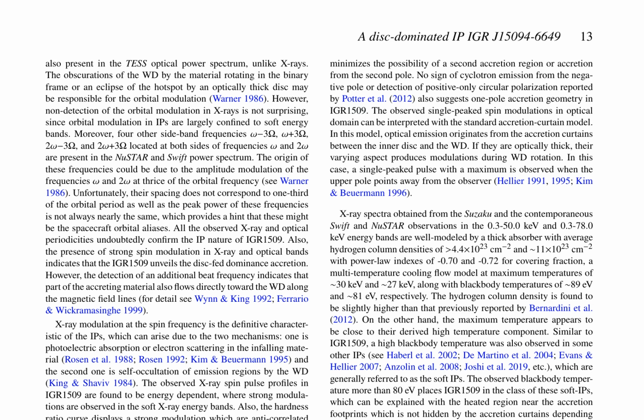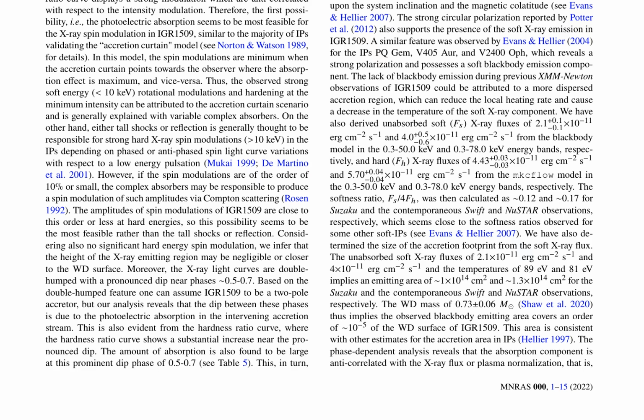Orbital modulation may result from photoelectric absorption in infalling material or the eclipse of a hotspot by the disk, akin to X-ray absorption effects described in Rosen et al. 1988. Non-detection in X-rays might imply it occurs mainly at softer energy bands, characteristic of IP modulations. IGR 1509 exhibits the signature feature of an IP, displaying a prominent X-ray modulation at its spin frequency due to either absorption effects from material inflows or emission occultations from white dwarf magnetic pole alignments.